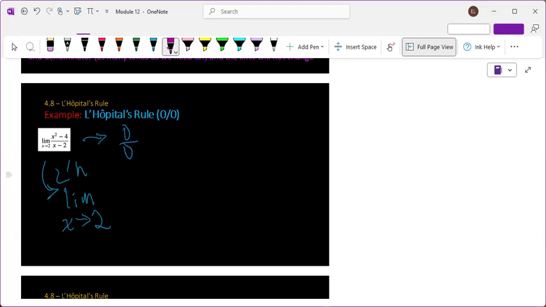All right, so x squared minus 4. Now we're not doing the quotient rule. We're considering these as two separate functions. So just on top, x squared minus 4. What's our derivative?